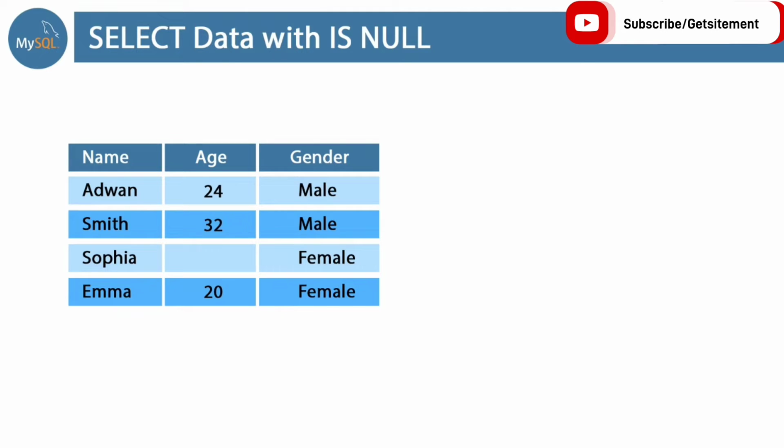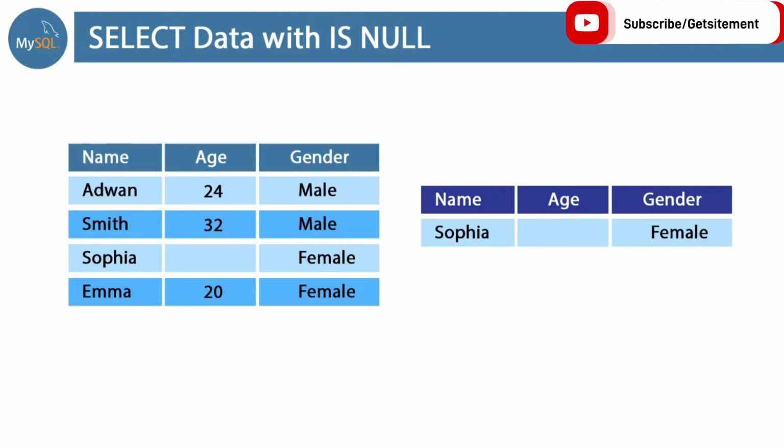So now I want to extract those students who did not provide their age. In that case we use the IS NULL operator. First we need to type the WHERE clause, and then we need to provide the column name, in our case age, and then we need to type our operator, IS NULL. So this query is going to retrieve those students who forgot to provide their age.